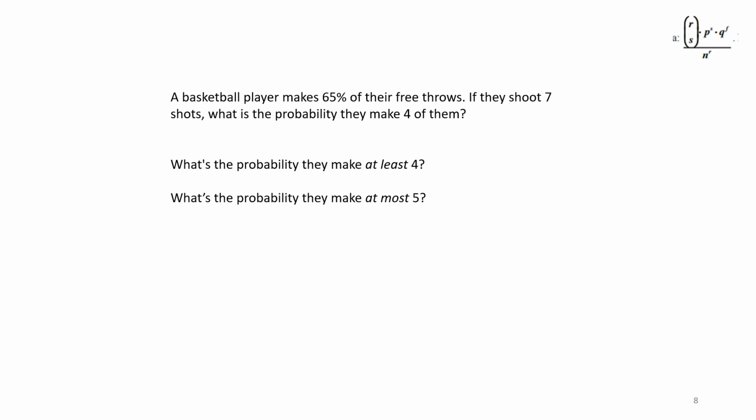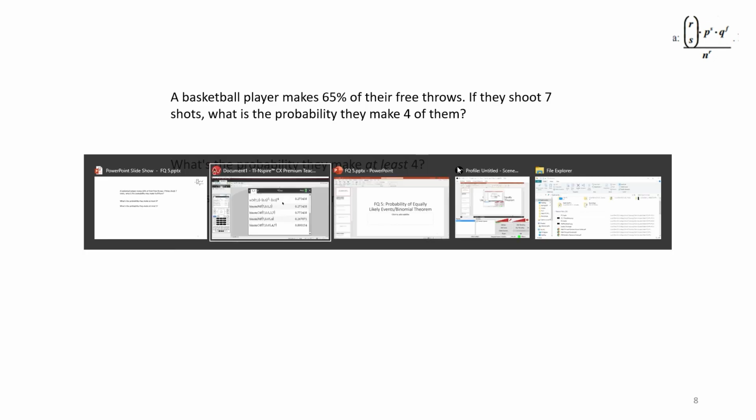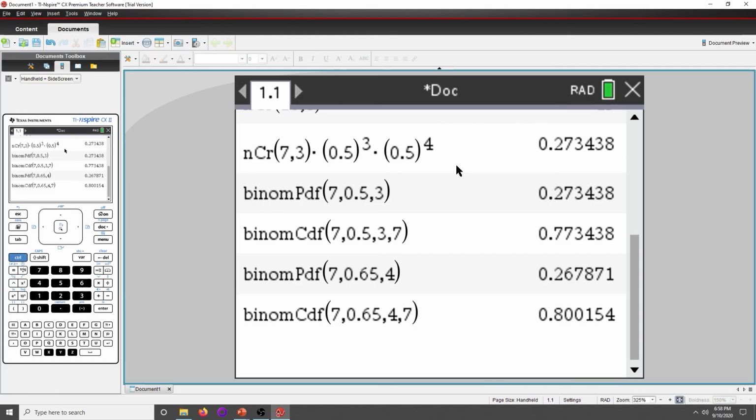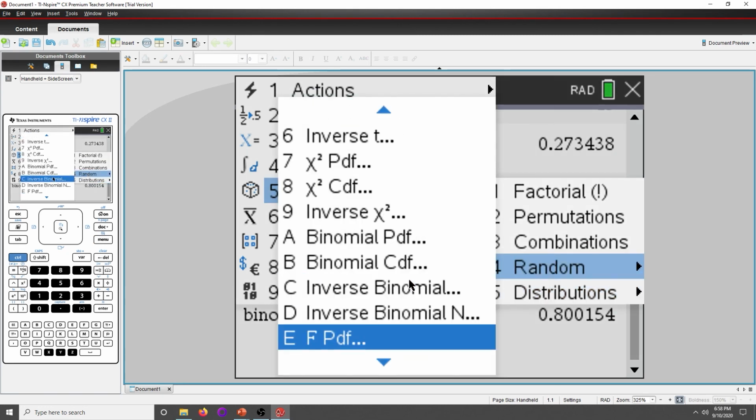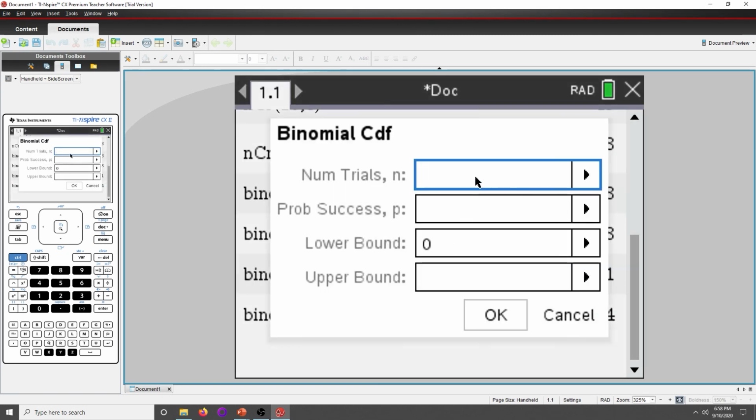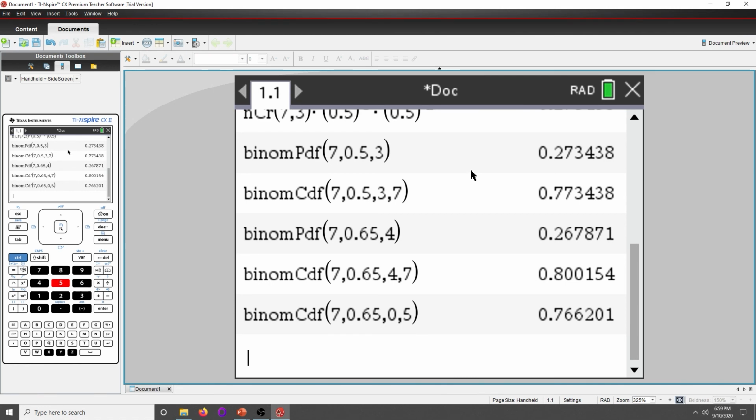And now we're going to do the flip side, which is very similar, looks a little different. What's the probability he makes at most 5? CDF. Number of trials, 7. Success, 0.65. Now our lower bound will stay 0 because he can make none of the shots. And our upper bound will be 5. And that's the chance he makes between 0 and 5 inclusive of his free throws.